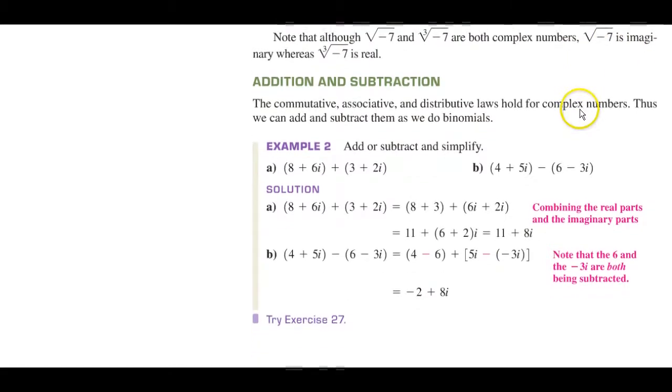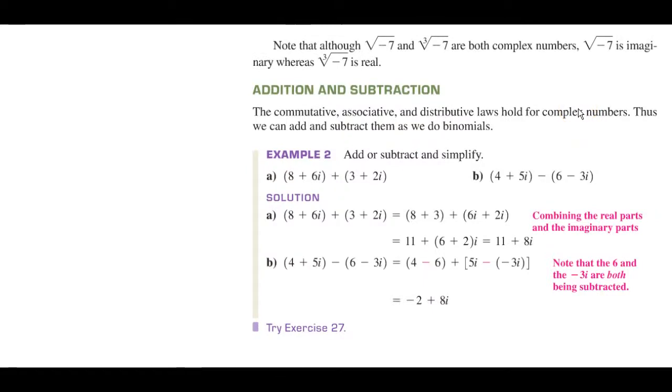Now when we add and subtract, treat it just as you would a letter variable. We're going to combine like terms. This will give us an 11, and this gives us a plus 8i. And we write it in that form, a plus bi. If you put it in a different way, they're going to count it wrong.